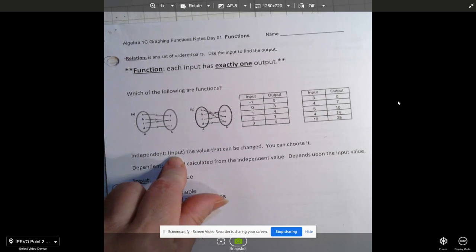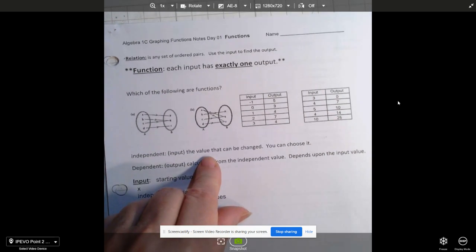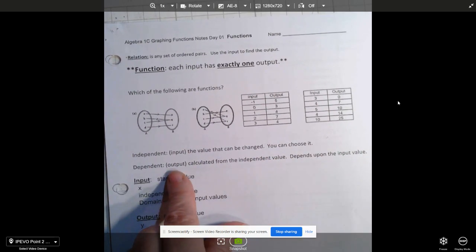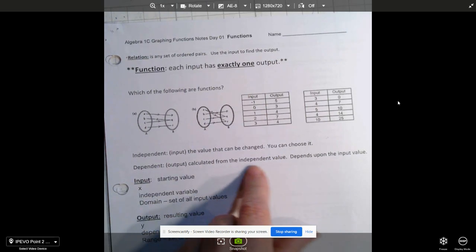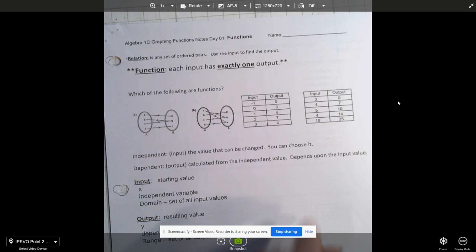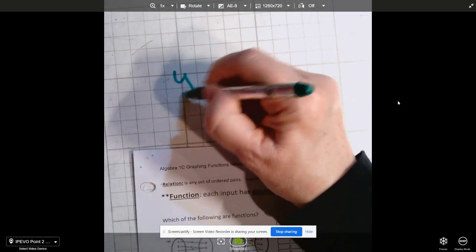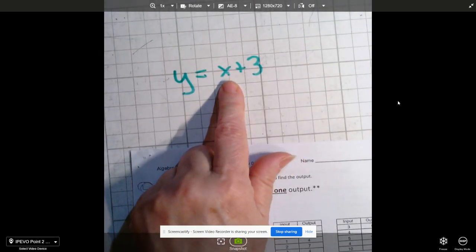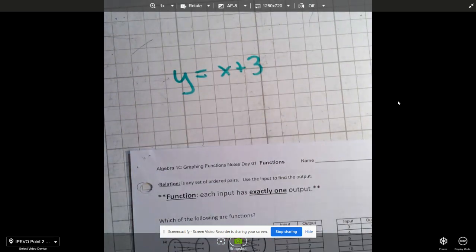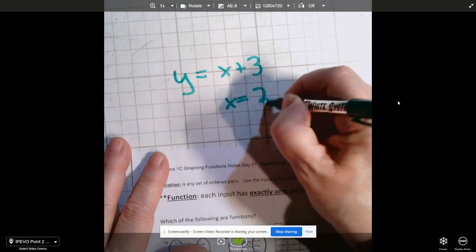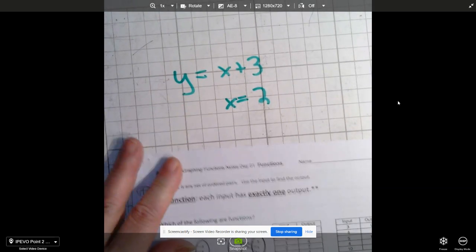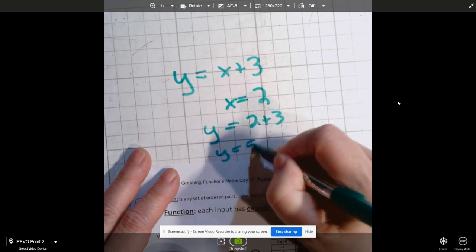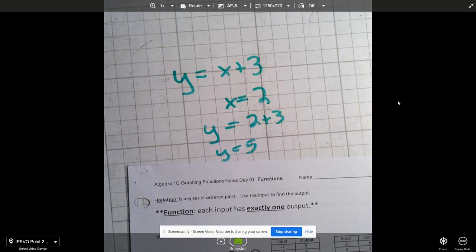So the input or your X value is called the independent variable, and it's the value that can be changed. So you choose X. But the dependent variable or the output is what you calculate when you put it in. So for instance, if you have an equation y equals x plus 3, my independent variable would be x because I could choose an x here. I could say x equals 2, and then my dependent variable would be y because that's what I would solve for. Y equals 2 plus 3, or y equals 5. So y depends on x.